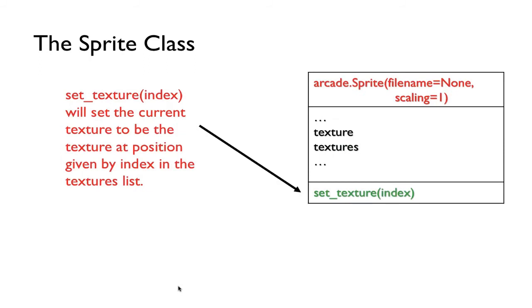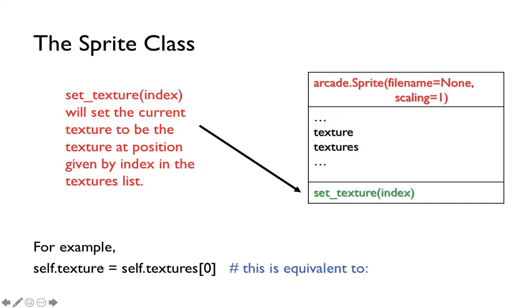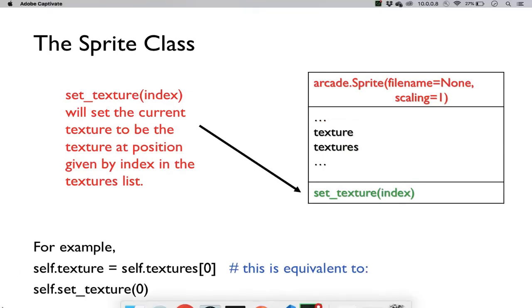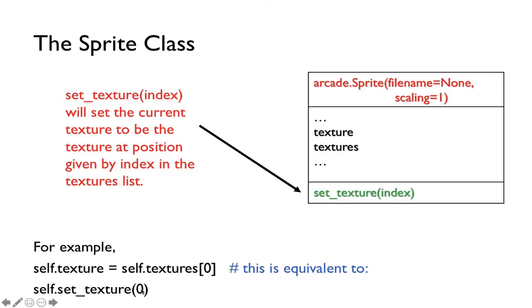Set texture is a method that is just a convenient method. It basically works with texture and textures. It takes an integer index and sets the current texture to be exactly the texture from the list of textures given by the index. So in the previous code, when we wanted to set the first image from the textures list to be the current texture, we could also have done it another way using set texture. If I say self.setTexture with the index 0, that means I want the current texture to be the one at position 0 from the textures list.